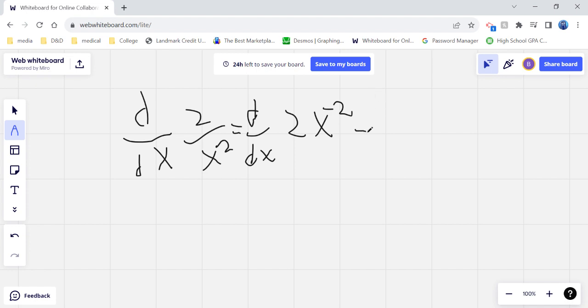And then using power rule, multiply by the power and subtract 1. So that ends up being negative 4x to the negative third, or negative 4 over x to the third.